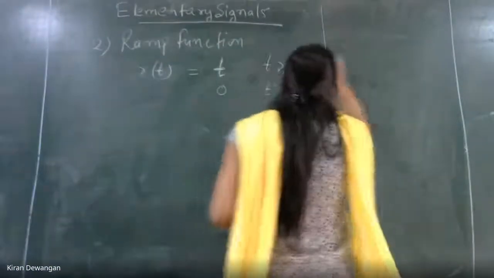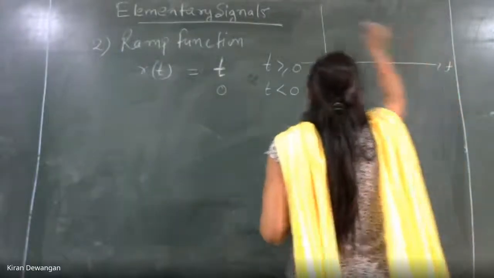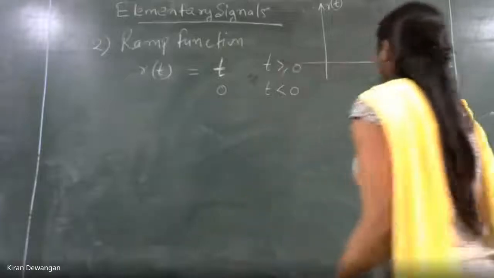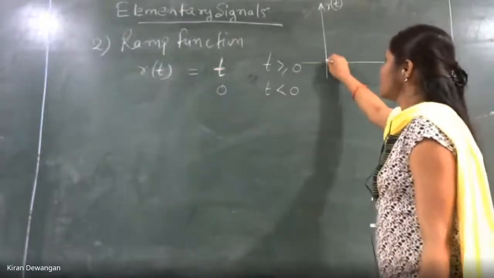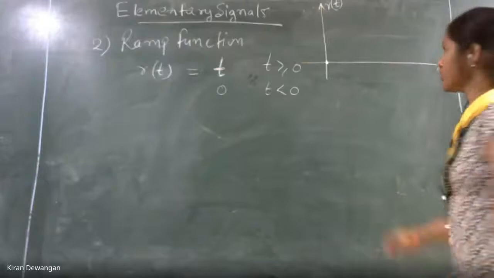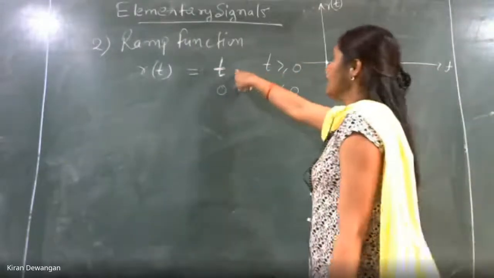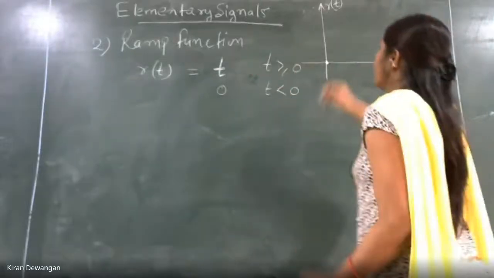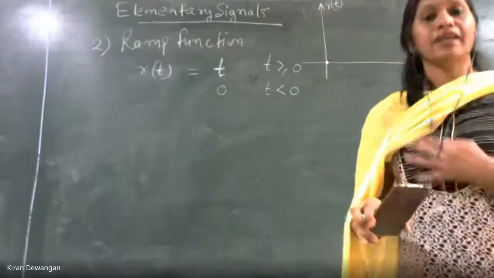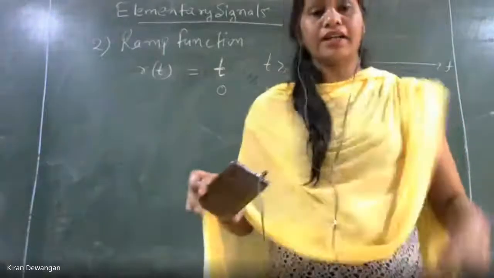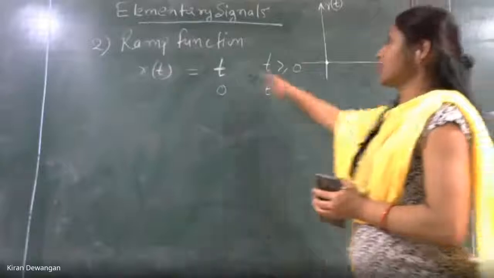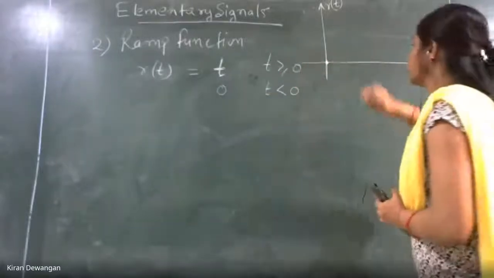Now if we have to plot the ramp, this is t and this is r(t). Now at t equals 0, this is the point. At t equals 0, the value of r(t) is 0, so r(t) will also be 0. If t is 0, because r(t) is nothing but t, r(t) will also be 0.